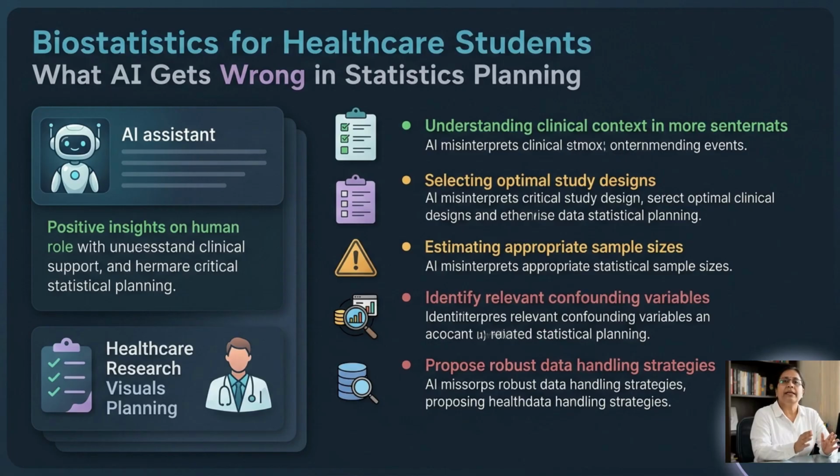Welcome back to Biostatistics for healthcare students. In the previous video, we understood sample size as a planning concept. Now we move to a very practical and modern topic: what AI gets wrong in statistics planning. AI tools can be helpful, fast, and convenient, but they can also sound confident when the statistical thinking is weak, incomplete, or mismatched to the actual study. So, in this video, let us learn to use AI carefully rather than trusting it blindly.